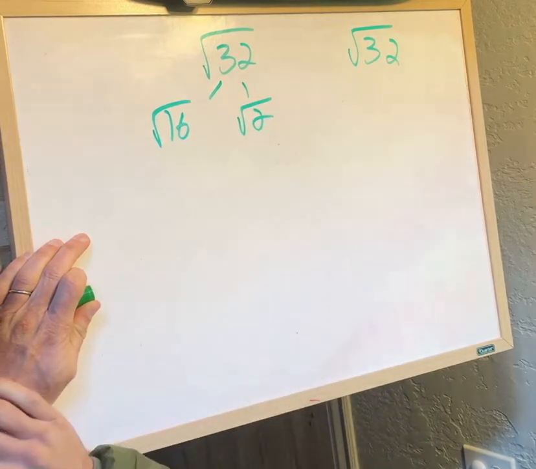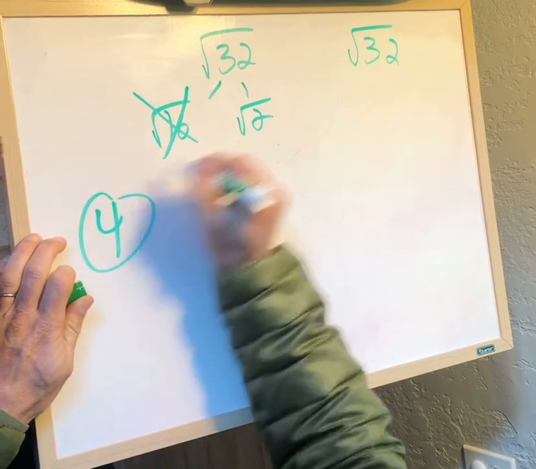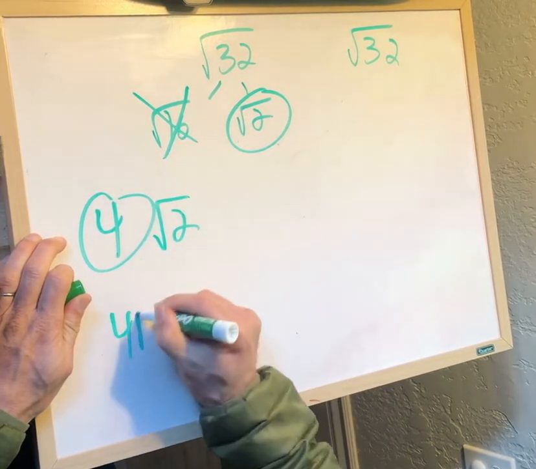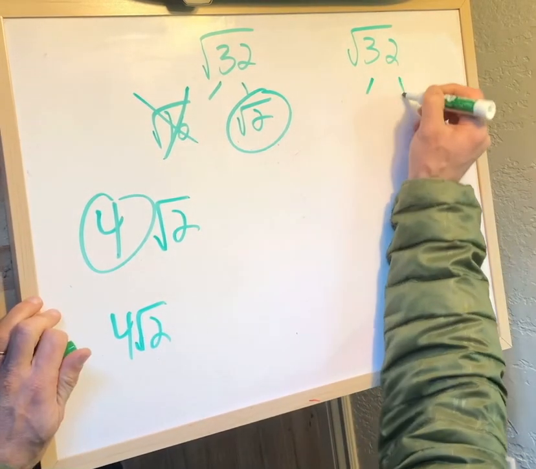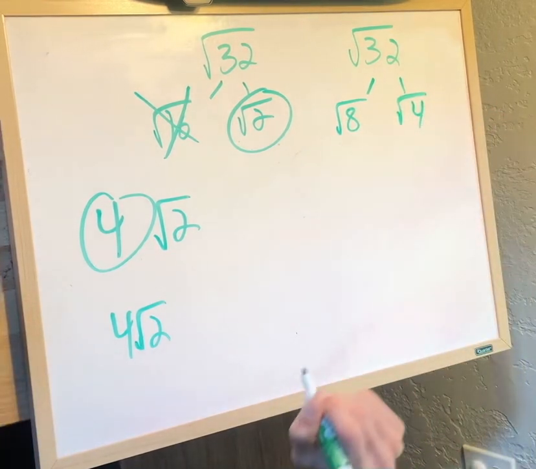Square root of 16 times the square root of 2. Square root of 16 is 4, with the root 2. So your answer is 4 root 2. That's your answer. Some of you might have done this: square root of 8 times the square root of 4, which is fine. It's just a little more work.